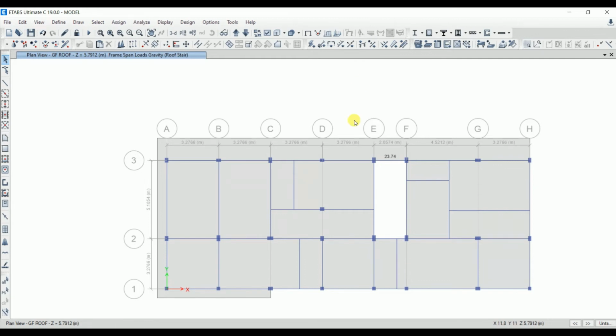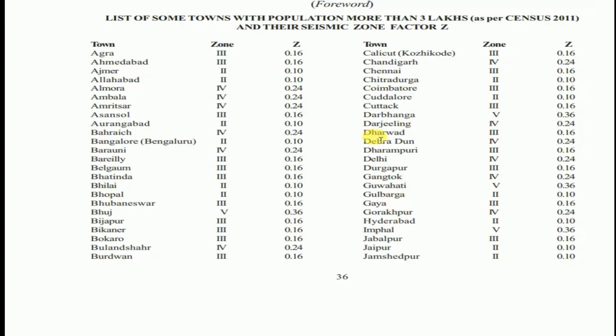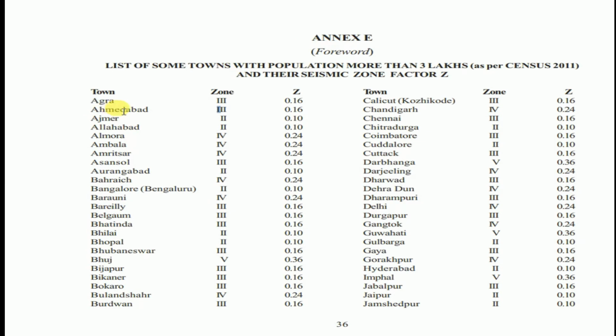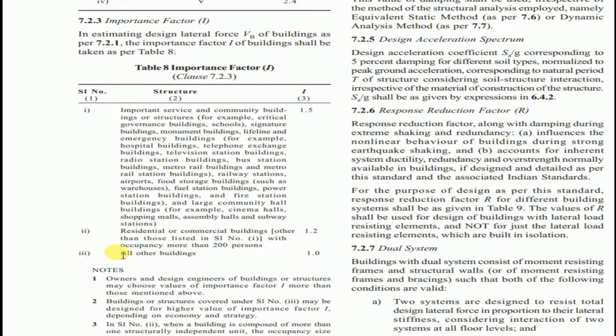Next, let's apply the lateral load. First, let's see the IS 1893 code for the zone. The building is located in Ahmedabad, which is zone 3. The zone factor value is 0.16. Importance factor is 1 because it comes under all other buildings, since it is a residential cum commercial building, with occupancy not more than 200%. If it is more than 200% then we have to consider 1.2. It comes under all other buildings, so we need to consider the importance factor as 1.